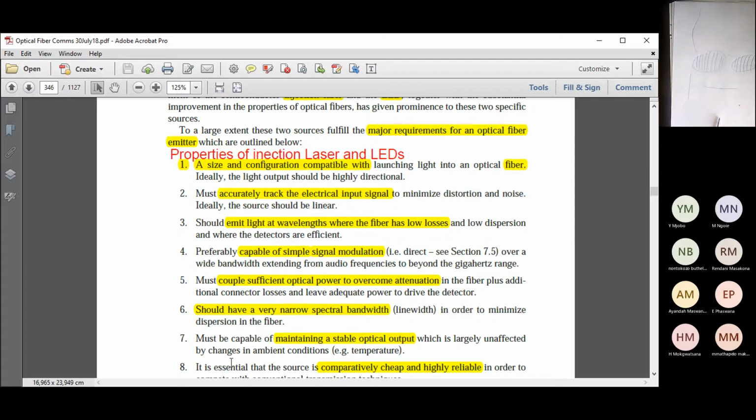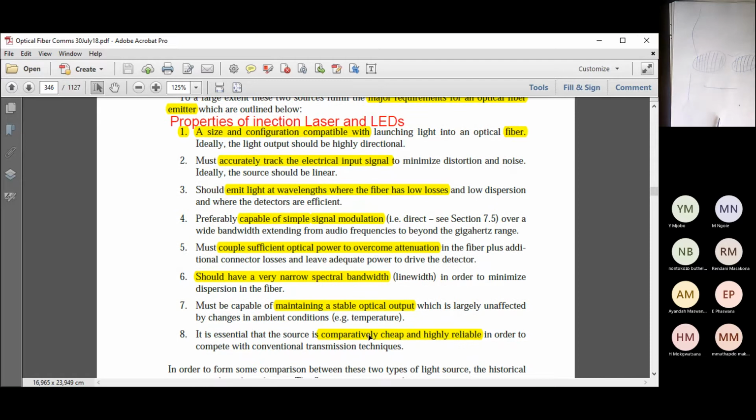It's essential that the source is comparatively cheap. Lasers are not cheap. Lasers cost 1,000 rand or 10,000 rand. It's very expensive. But what it says here is that it's essential that it is comparatively cheap and highly reliable. Those two are very important. So it must be cheap and reliable. That is the properties of injection lasers and LEDs.